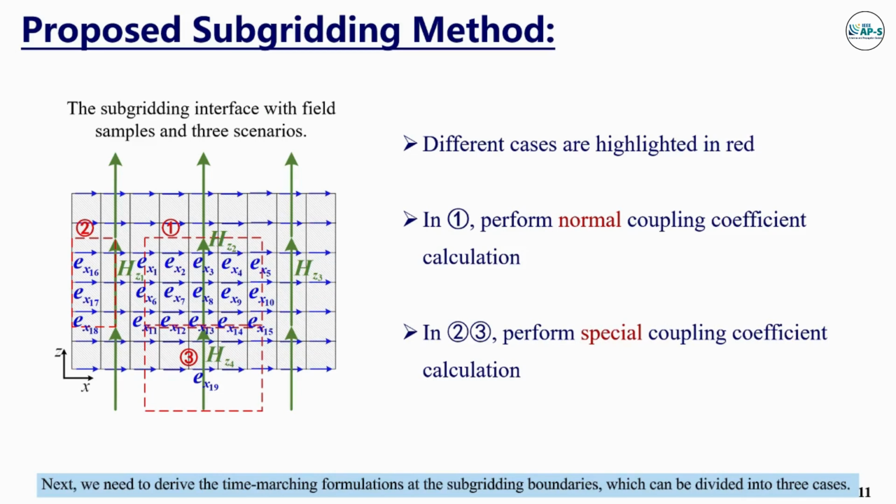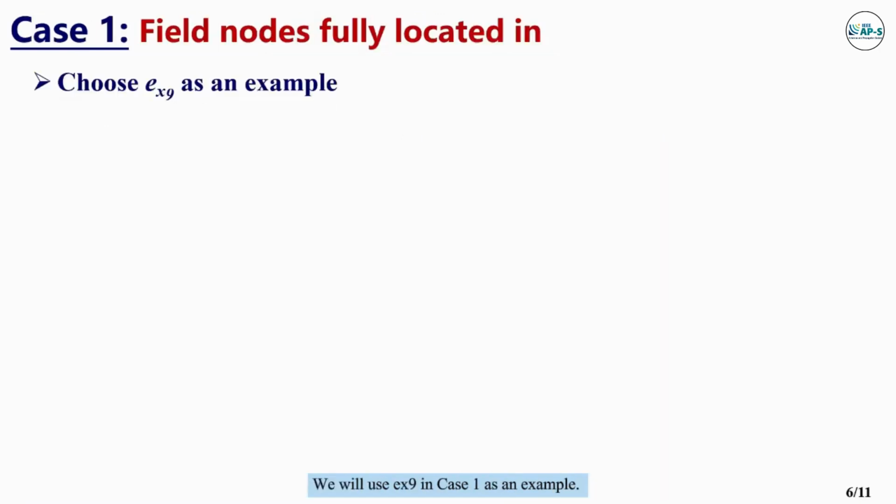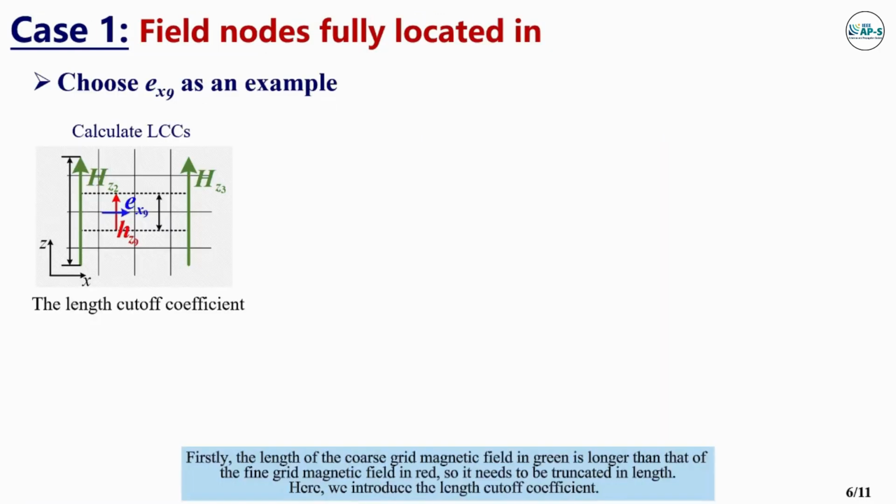Next, we need to derive the time-marching formulations at the subgridding boundaries, which can be divided into three cases. In this video, we will only derive the formulations for case 1. Detailed explanations for the other cases can be found in our paper. We will use X9 in case 1 as an example. Firstly, the length of the coarse grid magnetic field in green is longer than that of the fine grid magnetic field in red, so it needs to be truncated in length.